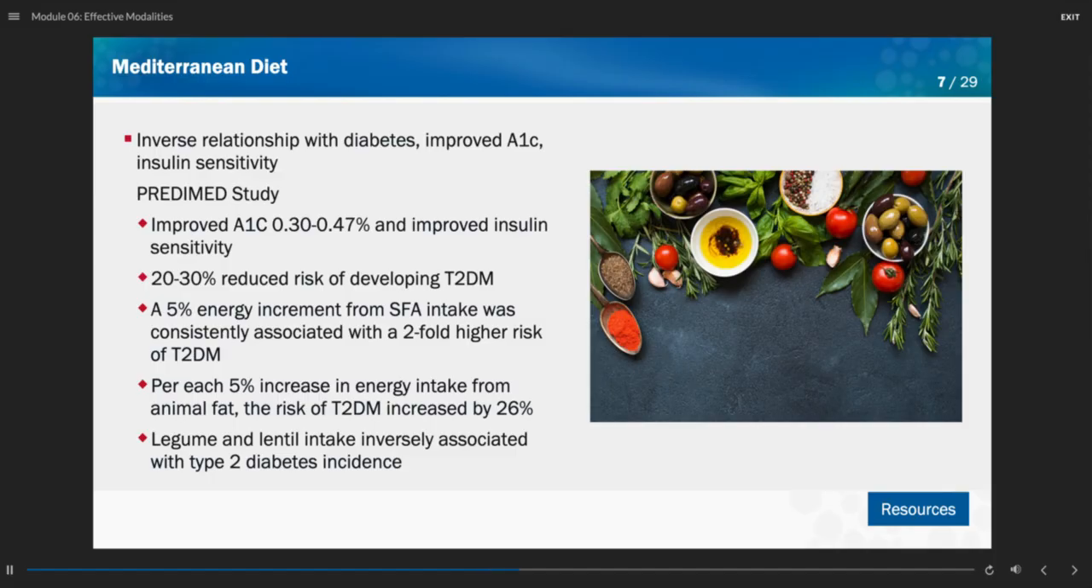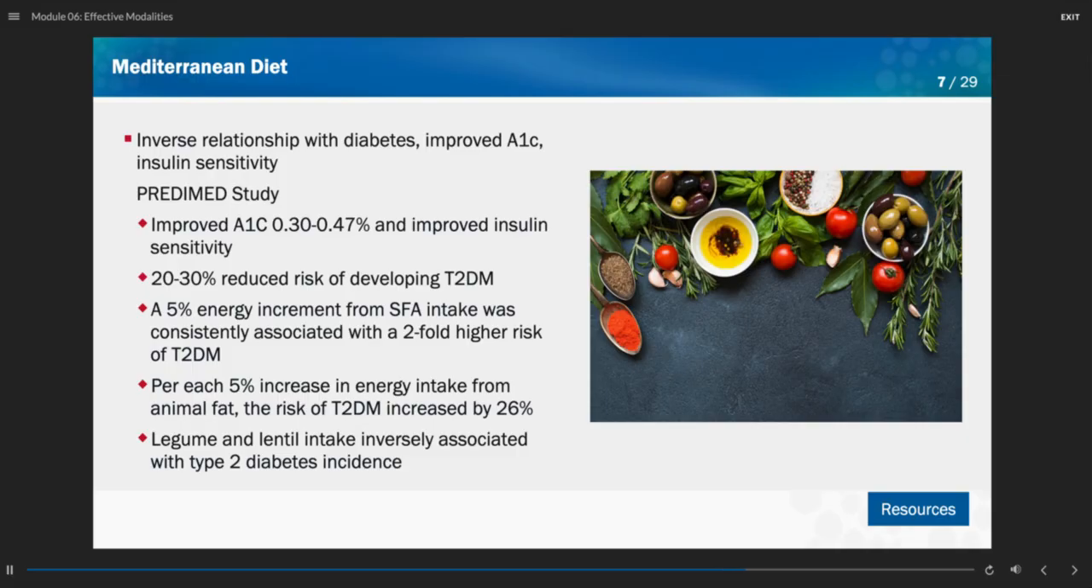Looking specifically at the research on diabetes, the PREDIMED study found that hemoglobin A1Cs were reduced by about 0.3 to 0.47%, with a noted improvement in insulin sensitivity. There was a 20 to 30% reduced risk of developing type 2 diabetes for people utilizing the Mediterranean diet. They also found that about a 5% energy increment from saturated fatty acids was consistently associated with a twofold higher risk of type 2 diabetes.